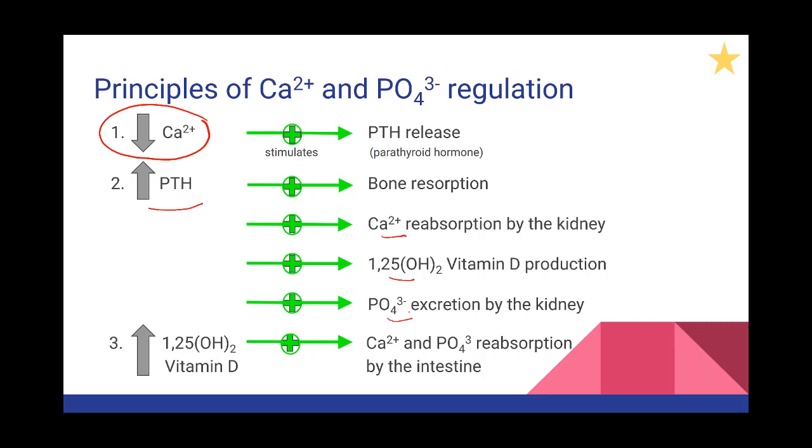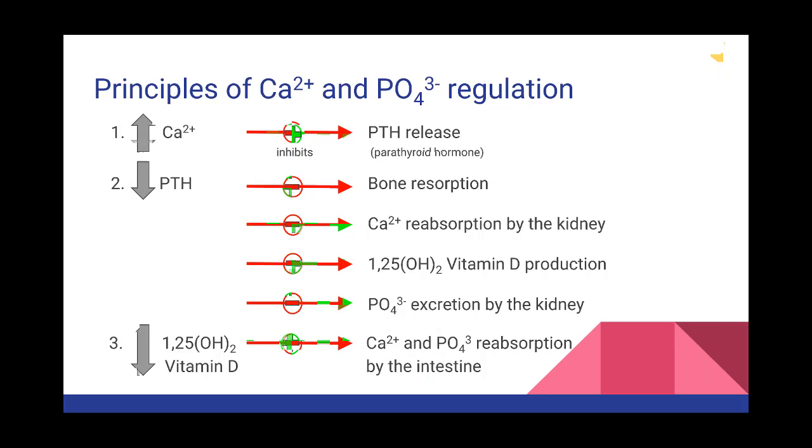The last principle to know is that 1,25-dihydroxy vitamin D, which is the active form of vitamin D, brings about increased calcium and phosphorus reabsorption by the gut. So one difference that you're going to see right away is that parathyroid hormone tries to increase the levels of calcium but will decrease the level of phosphorus in the blood. On the other hand, 1,25-dihydroxyvitamin D will bring about an increase in the levels of calcium as well as phosphorus by increasing the reabsorption from the gut. So that's one key difference to note about the parathyroid hormone and the 1,25-dihydroxyvitamin D and its effect on calcium and phosphorus regulation.